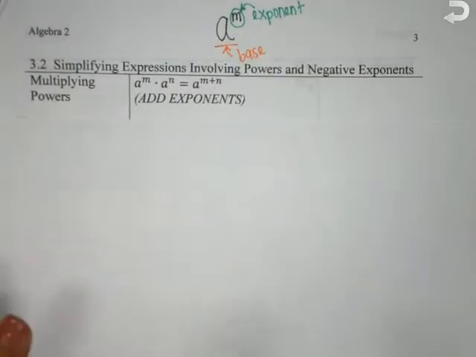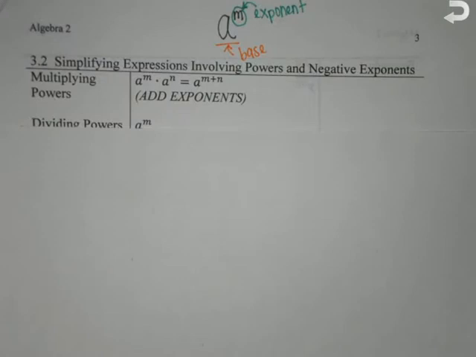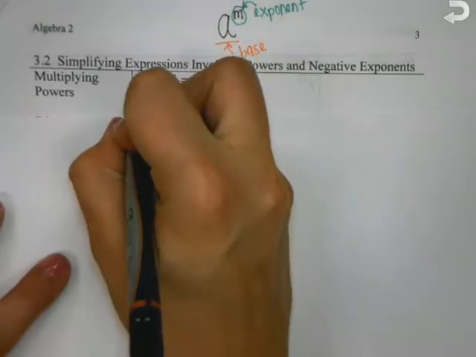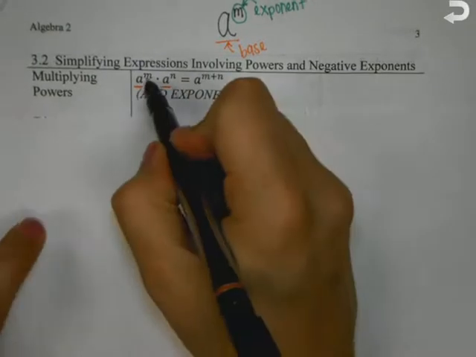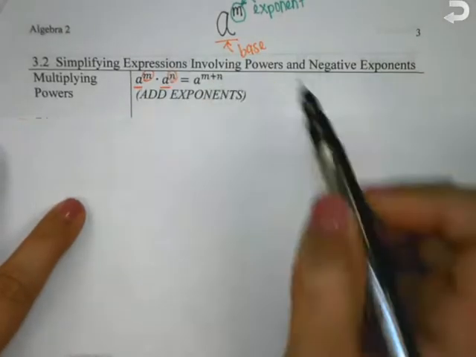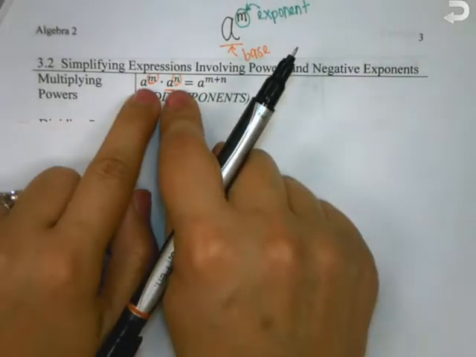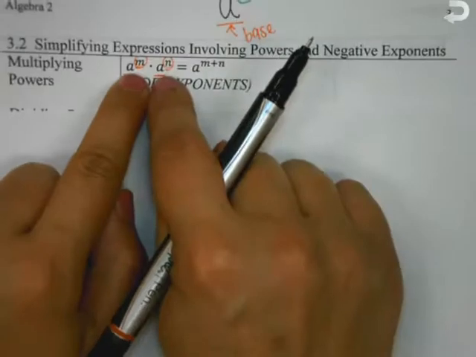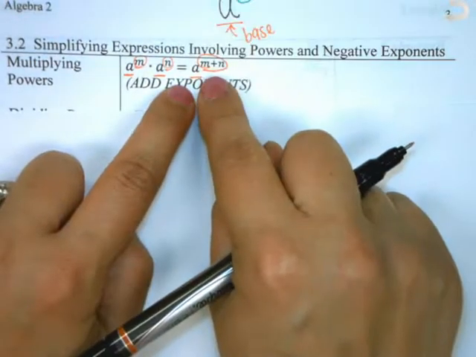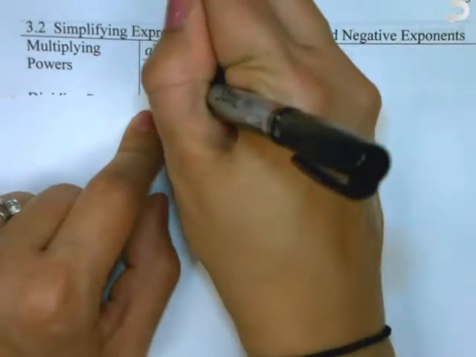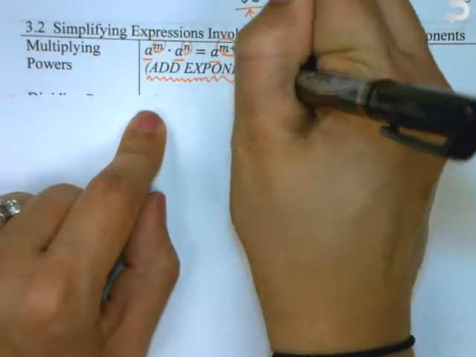So when we're multiplying powers, our bases have to be the same. So if they happen to be a number, they better be the same, okay? The exponents do not have to be the same. So when I'm multiplying two numbers with the same base, I keep that base, and then I add the two exponents together, okay? So the trick here for multiplying the powers is that you are adding the exponents.